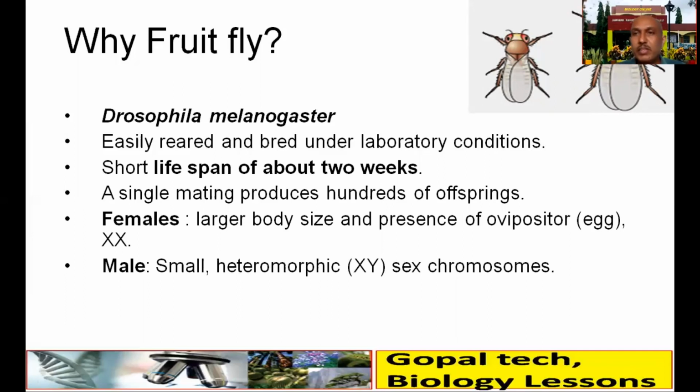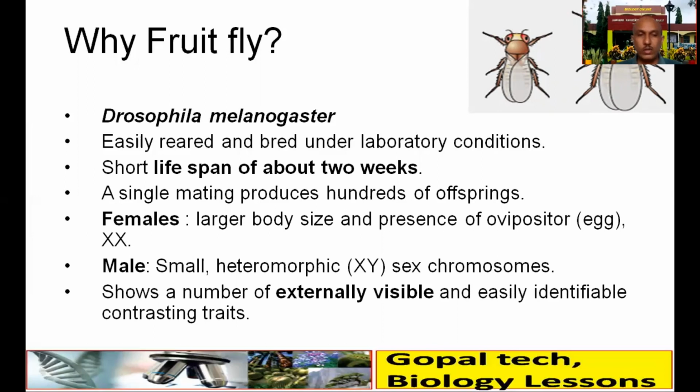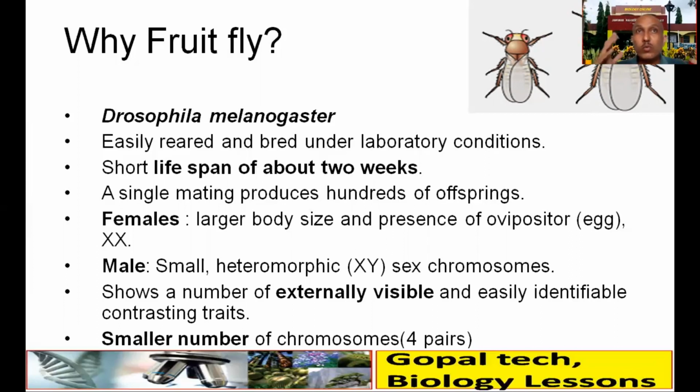मेल दिखने में, ये डायग्राम आप देख सकते हो ऊपर जो मैं दिखा रहा हूं, मेल दिखने में स्मॉल है एंड दे आर हेट्रोमॉर्फिक and XY sex chromosome. So shows a number of externally visible characters, बहुत सारे characters which are easily identifiable. जैसे गार्डन पी में हाइट था, टॉल और डॉर्फ, सीड कलर था येलो और ग्रीन, राउंड शेप सीड का, ऐसे इधर भी बहुत सारे. So smaller number of chromosomes, 4 pairs, उधर तो आपको मिल रहे थे अराउंड 14, that is 7 pair garden pea में. So ये कारण है कि why he selected this insect fruit fly.